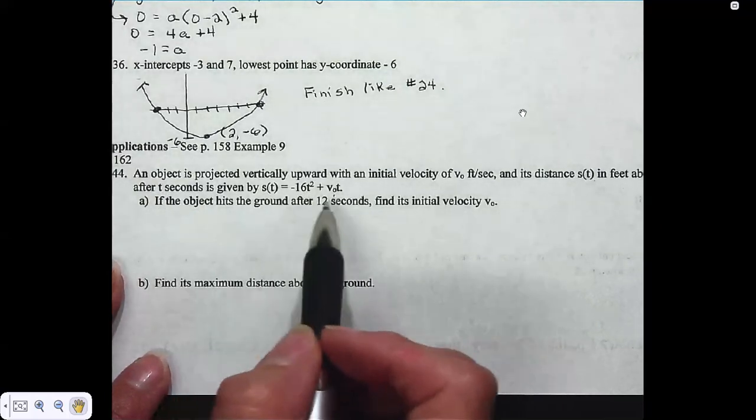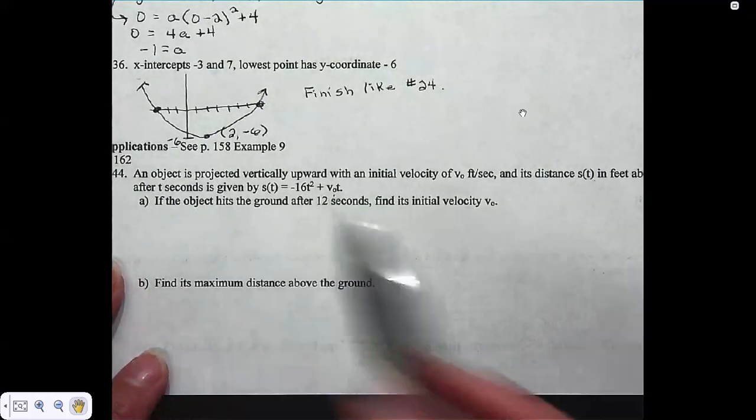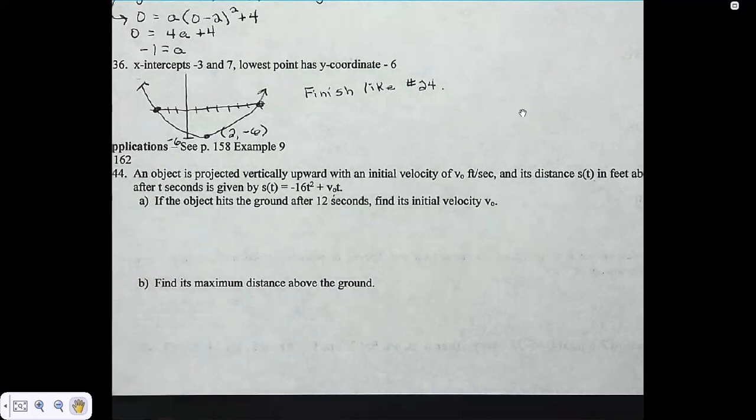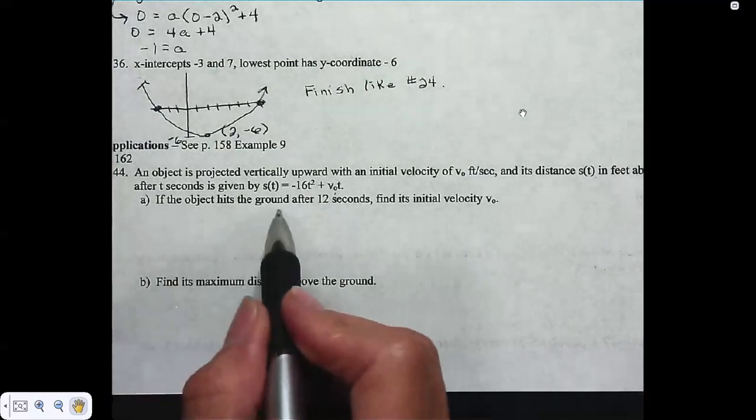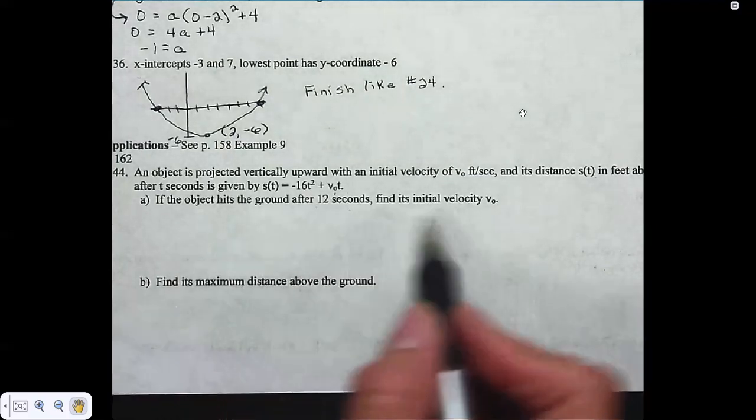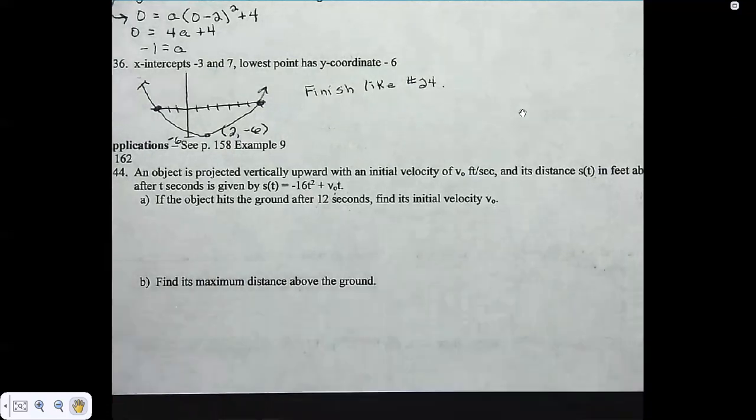I don't know v sub zero. There's t, which stands for time measured in seconds. There's s, which is distance measured in feet. And there's v sub zero, which is velocity measured in feet per second. All right, that's all I know. The A part says, if the object hits the ground after 12 seconds, find its initial velocity.